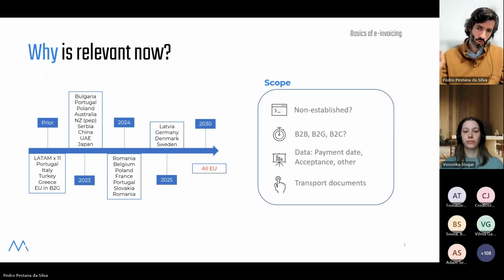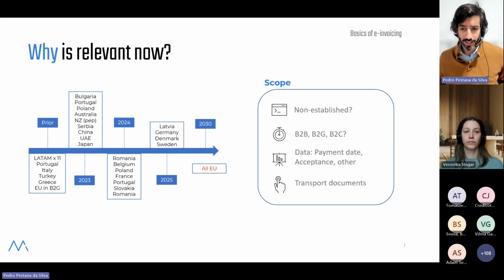And then which transactions? So e-invoicing has been applicable on B2G for many years. So the classic mandatory requirement for e-invoice is business to government. Yeah. And now it is expanding into the business to business transactions, typically local transactions, where you need to issue and receive electronic invoices through e-invoicing structured messages.